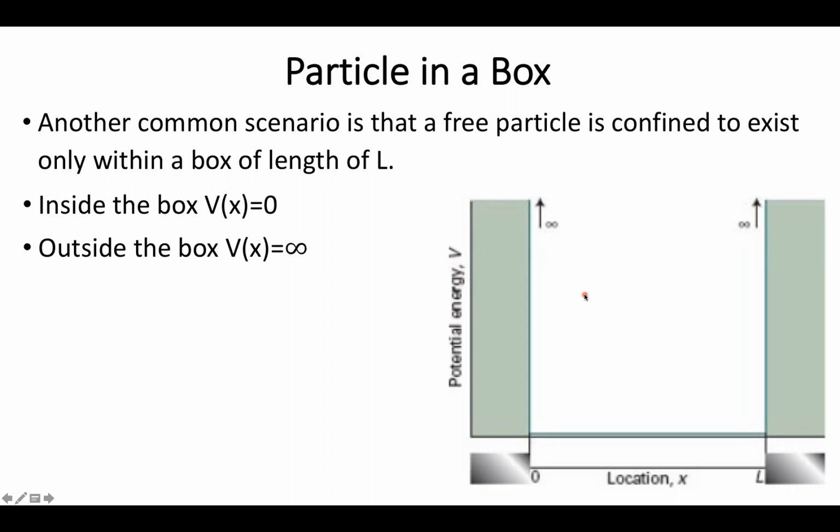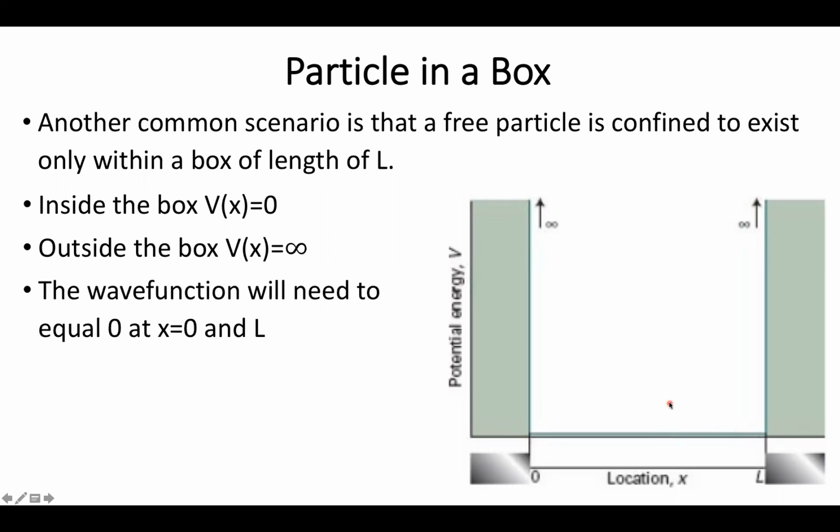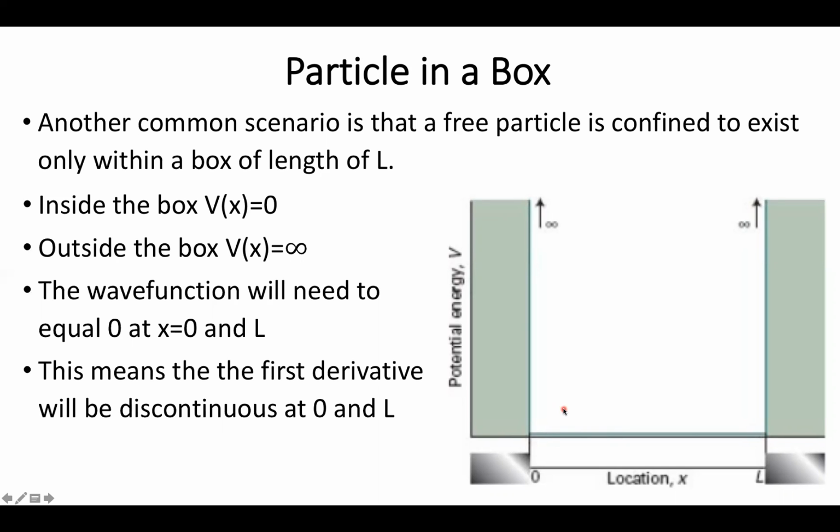The first of which is we're required to have a continuous wave function. And we know that outside the box, the wave function has to be zero, just a flat zero. So we're going to need to make sure that our wave function has a value of zero at 0 and at L. So it needs to essentially trail off to zero here and here. However, it is worth noting that we are going to have a discontinuous first derivative, which means we're going to have a slope and then it goes to flat.